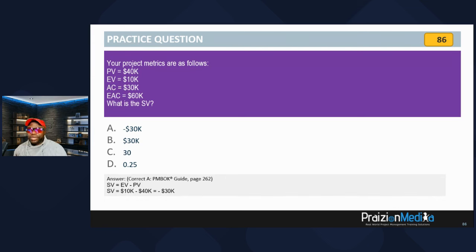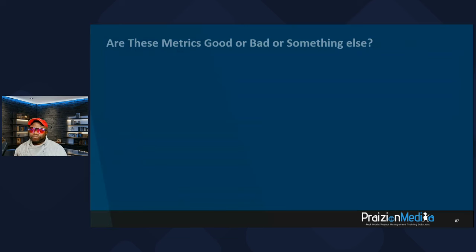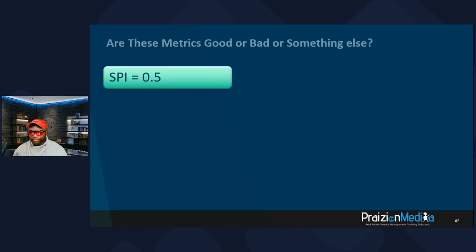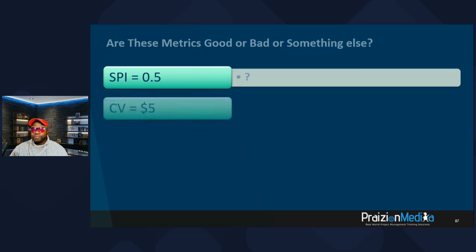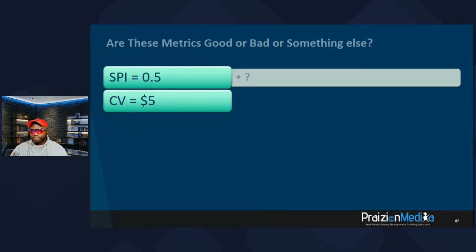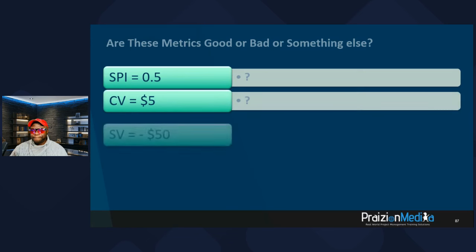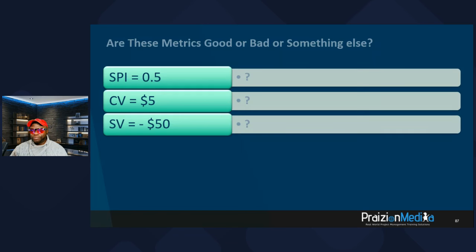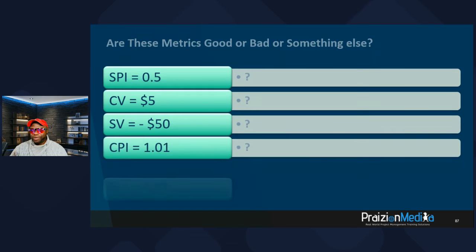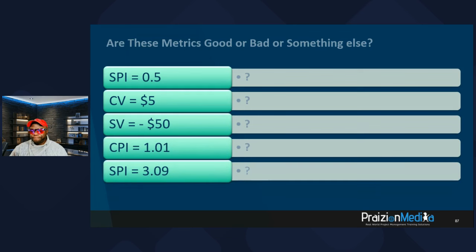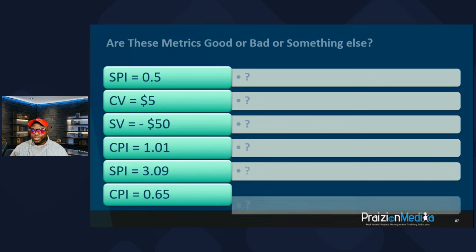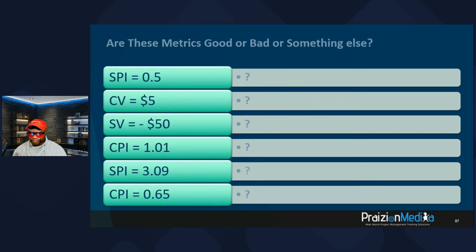Okay. Let's take a look at some rapid fire. Are these metrics good, bad, or something else? SPI 0.5. CV, $5. SV, minus $50. CPI, 1.01. SPI, 3.09. And CPI, 0.65. Let's take a look at the answers.